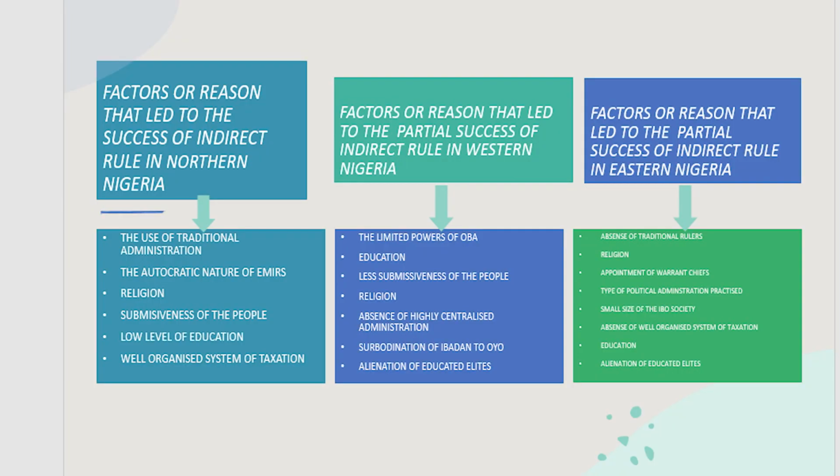Three, religion. They practice just a single religion, that is Islam. They only have one religion in northern Nigeria, which is the Islamic religion. So it makes the indirect rule system very easy for them.